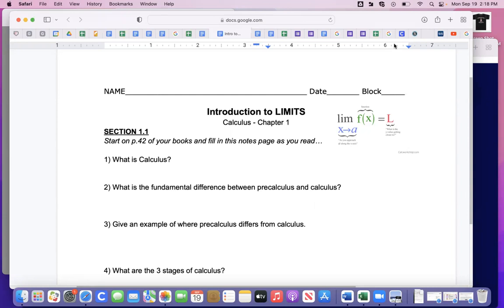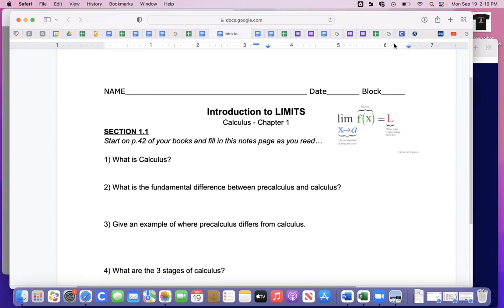And so you'll need two things. One, you'll need your books because I'm going to reference some things in the books. You want to make sure that you are following along with me on that. And also this guided notes page. So make sure that you can follow these guided notes while I'm filling them out with you.